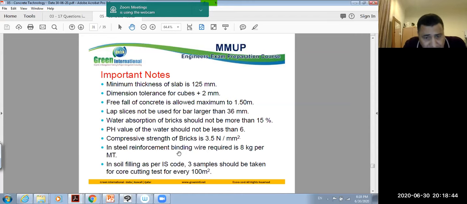In steel reinforcement, binding wire required is 8 kilograms per metric ton. In soil filling, as per international standard codes, 3 samples are taken for core cutting test for every 100 meters. All this type of knowledge is very important to memorize for our exam. I'm just focusing on what is contained in this paper. You read them and focus on our questions in our exam.